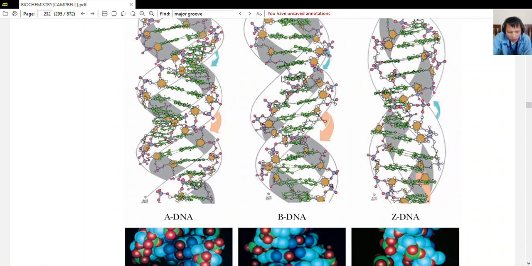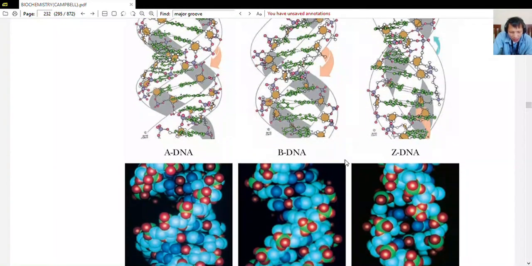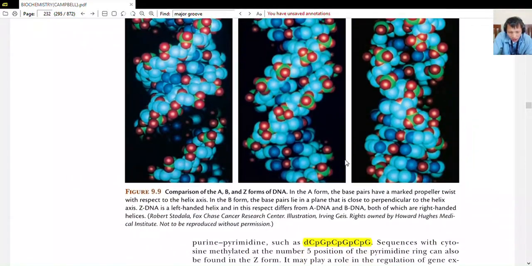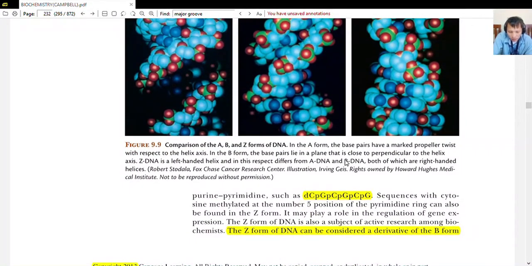Okay, and this one is also a right-handed DNA, and this one is left-handed. You have your left thumb going up, and then your rotation is going to this part. So that is a left-handed DNA. That is Z DNA. In terms of form, here are comparisons of the A, B, and Z forms of DNA.